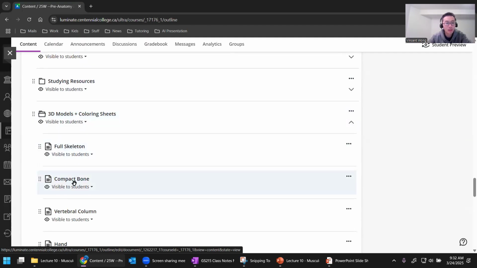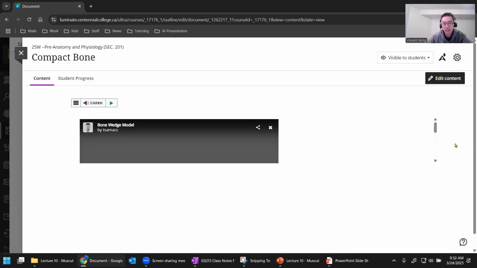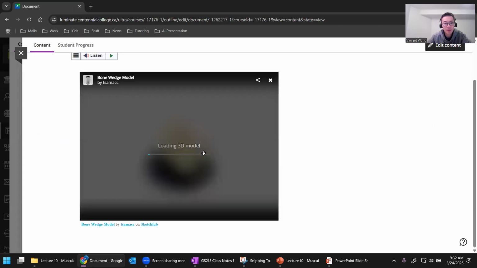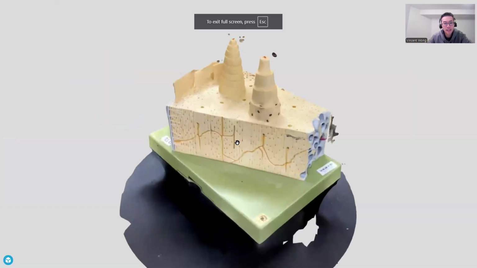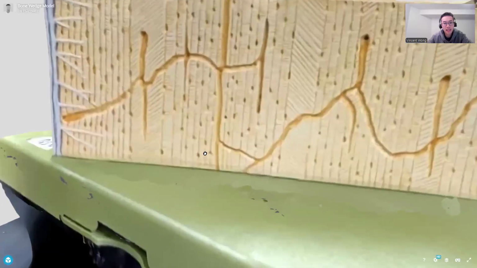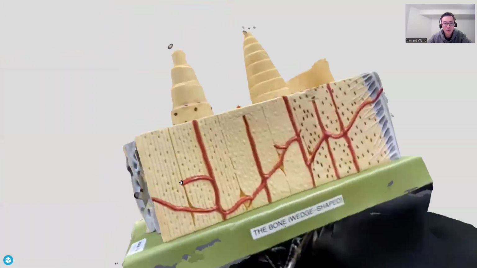Full. Oh, look, there's compact bone. I didn't even know I had compact bone. Sorry, a little bit of a scatterbrain this morning. But here is the compact bone. Let's give it a look. Let's make it full screen. And again, it's not fantastic, but you can rotate it and see.